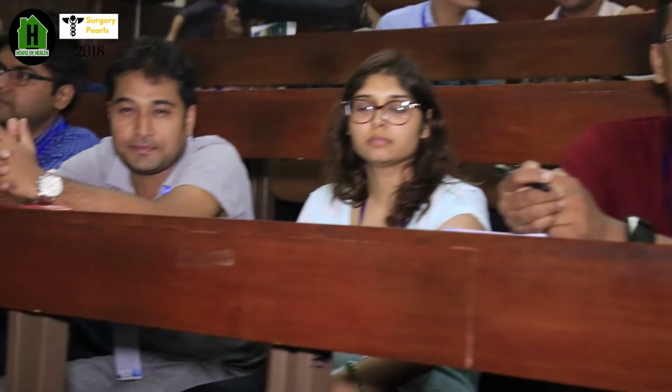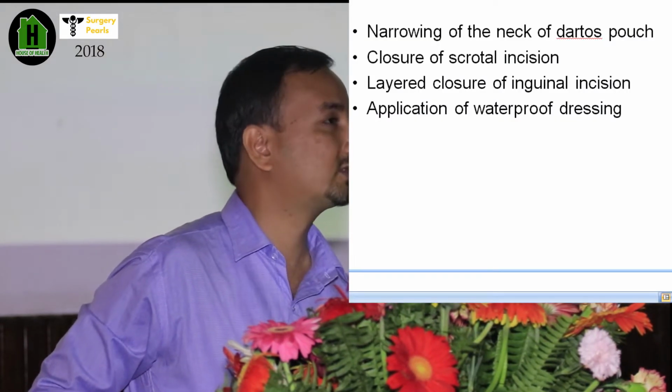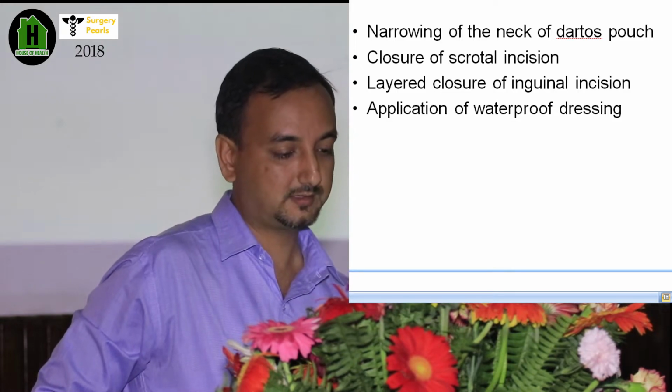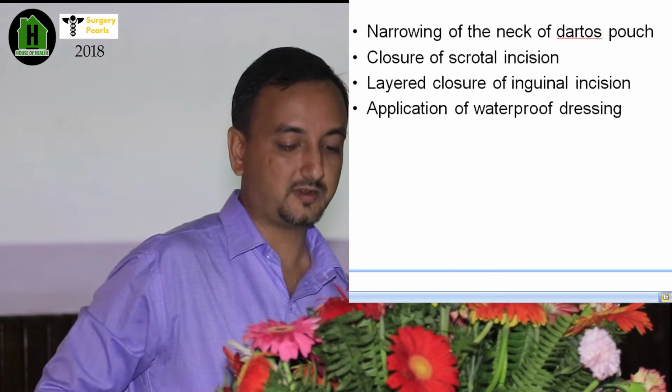incision is made and a subdartos pouch is created, and the testis is guided into the tunnel, into the scrotum, and we take care not to twist the cord structures during the process. And then we narrow the neck of the dartos pouch and close the scrotal incision as well as the inguinal incision, and apply a waterproof dressing.